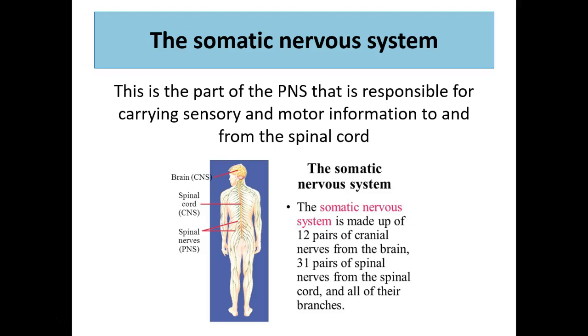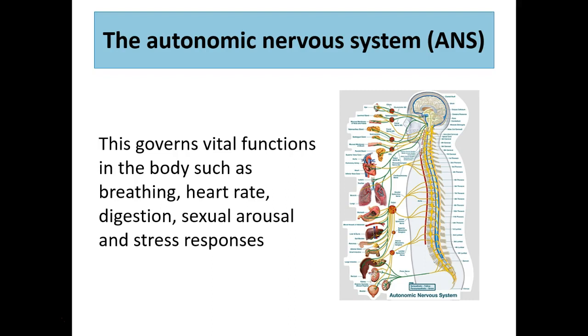This is part of the nervous system which is responsible for carrying sensory information, so that is temperature, touch and motor information from the spinal cord. It is the part that basically causes you to move your arm away from something really hot. Your autonomic nervous system is really in control of your organs. It controls your breathing rate, your heart rate, your digestion, your sexual arousal, and it's also responsible for any response you have to a stressful situation.